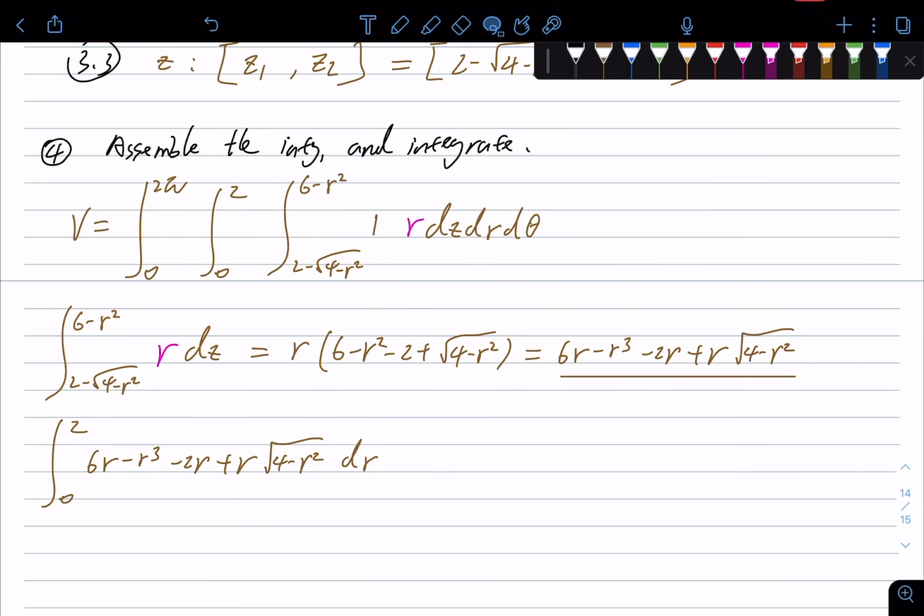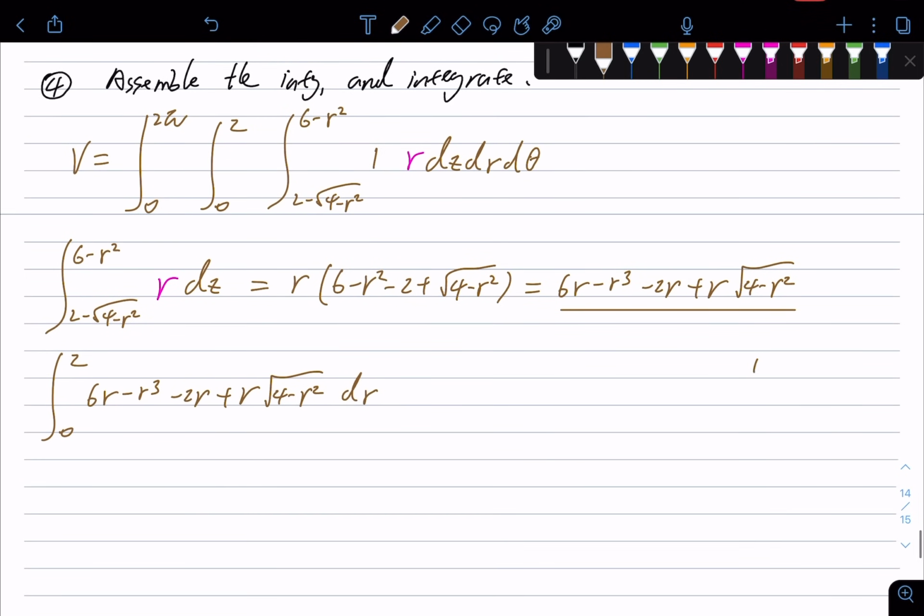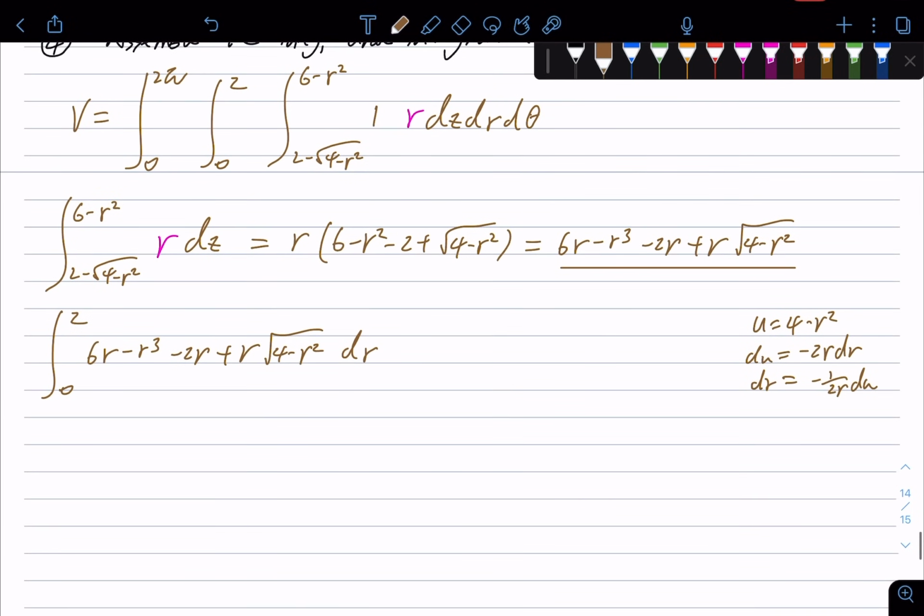All right, so this is where it gets a little bit interesting, right? We're going to make a u substitution right here. We're going to let u equal 4 minus r squared. Then du equals negative 2r dr. So dr is negative 1 over 2r du. So we're going to substitute this dr right here, and we're going to substitute the u right here.